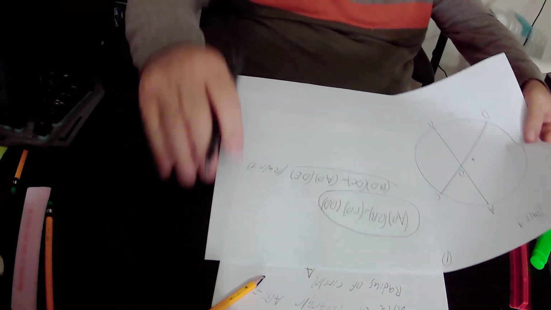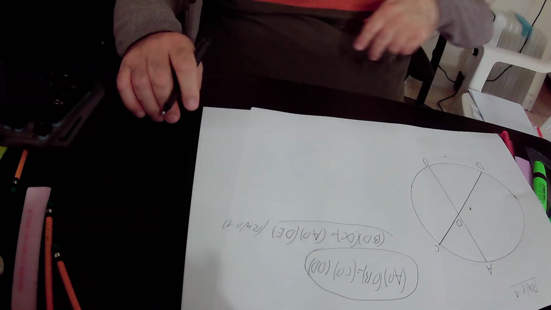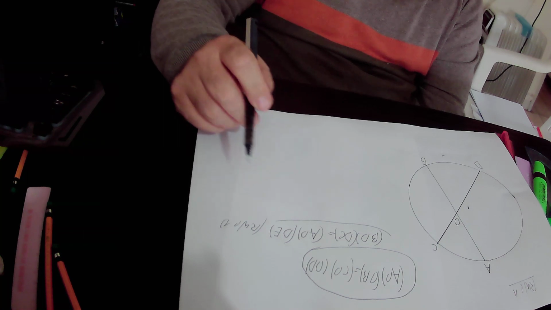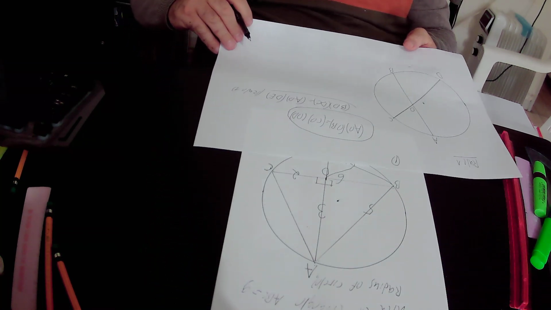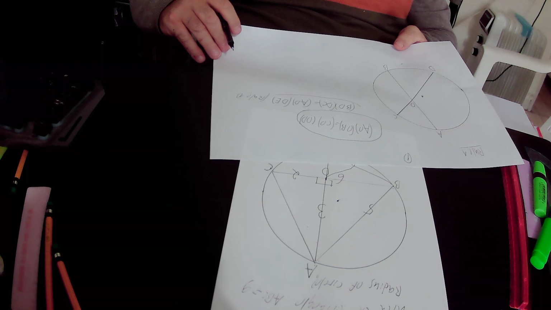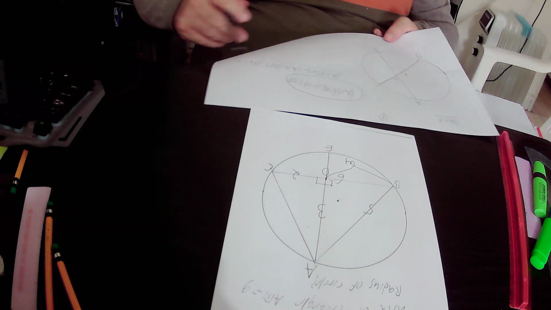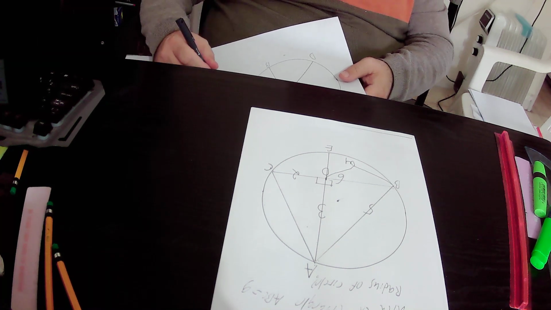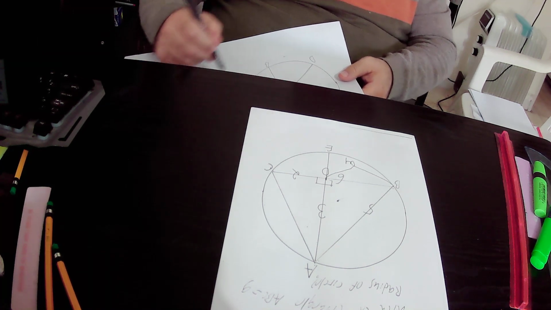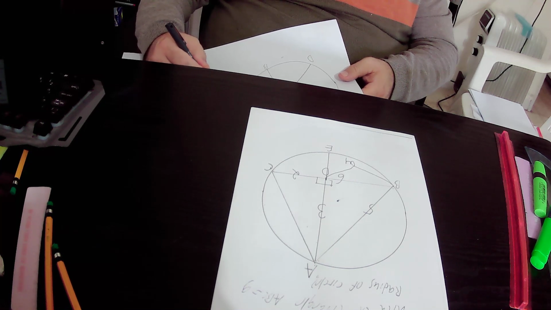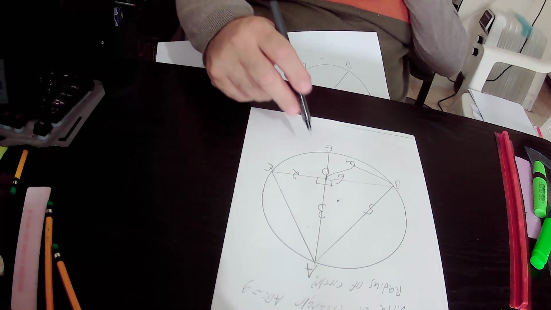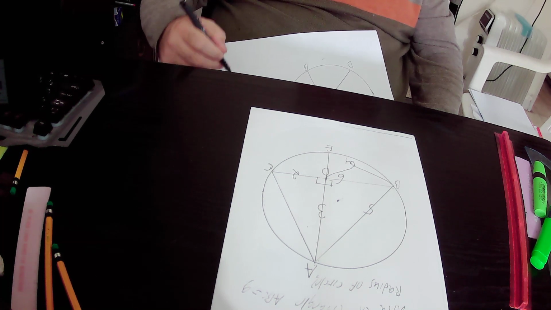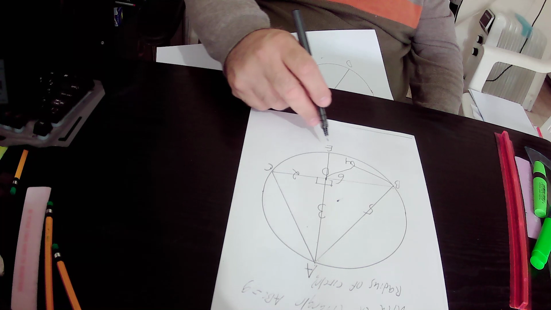I'll repeat again. According to rule number 1, BD times DC equals AD times DE. So here, BD equals 4 units, DC equals 2 units, AD equals 3 units, and DE is the missing segment.